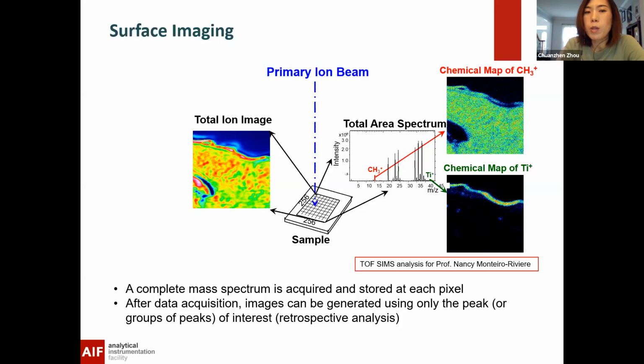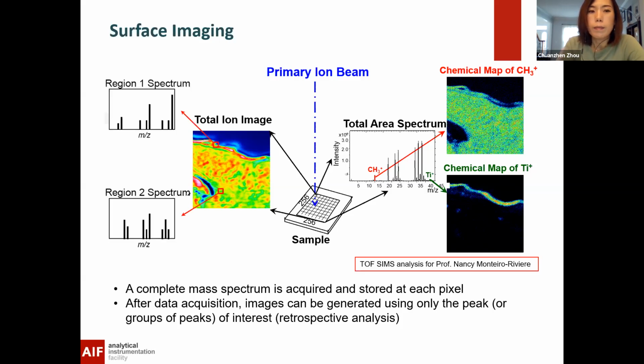Normally in the imaging mode, we can control the spatial resolution down to the 300 nanometer scale, which means one pixel is 300 nanometers. And you can also select a region of interest to reconstruct a spectrum. That sometimes is really helpful to compare the chemical difference between different areas.